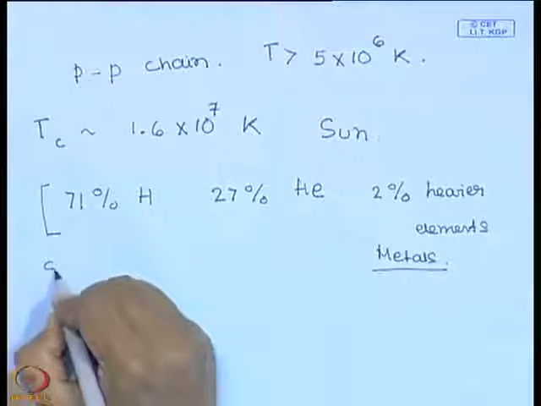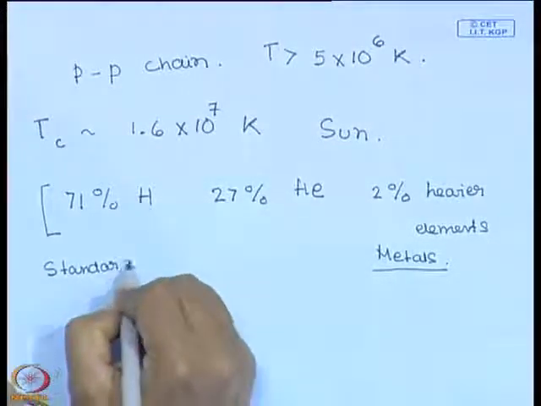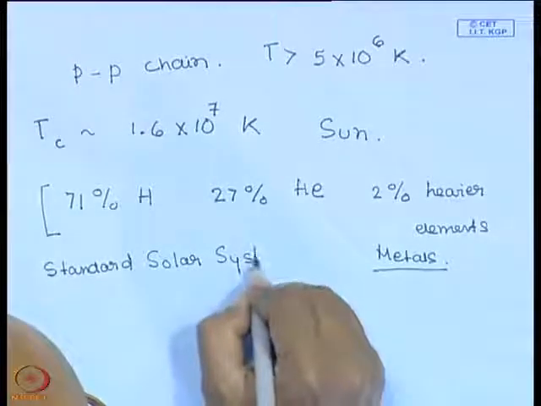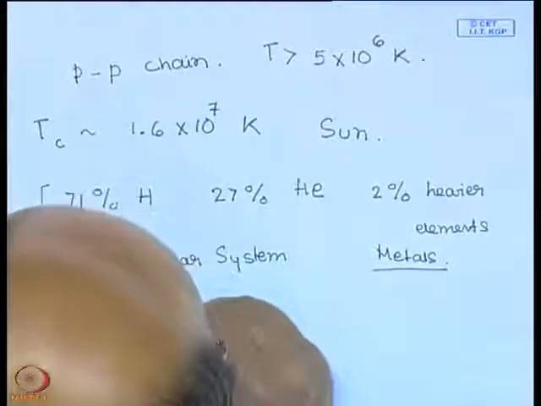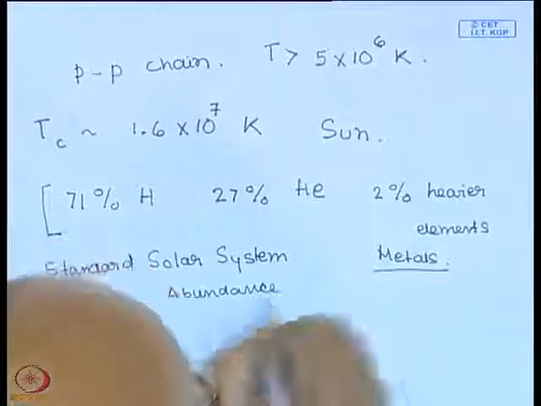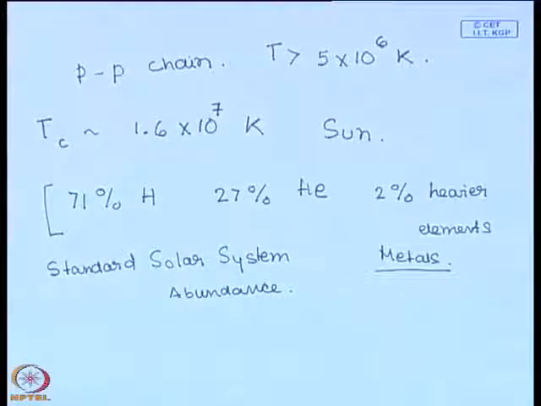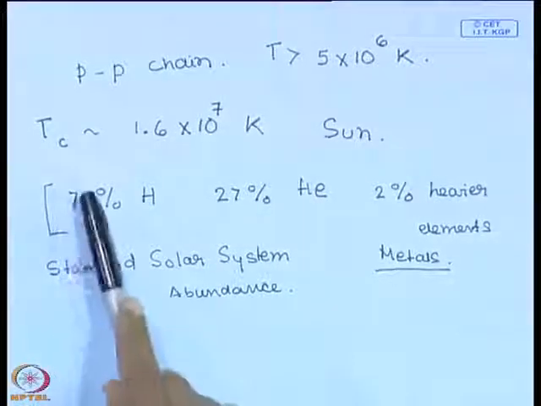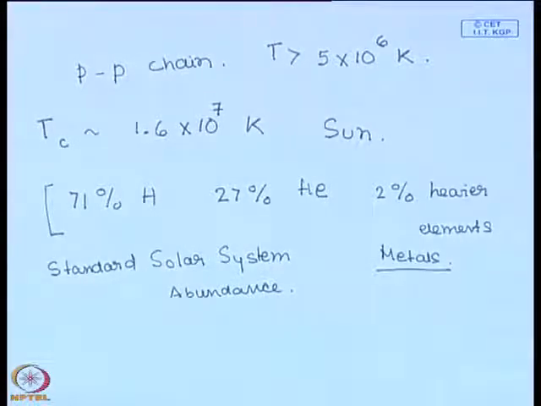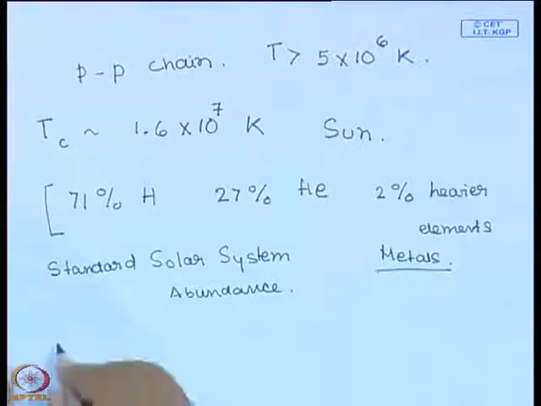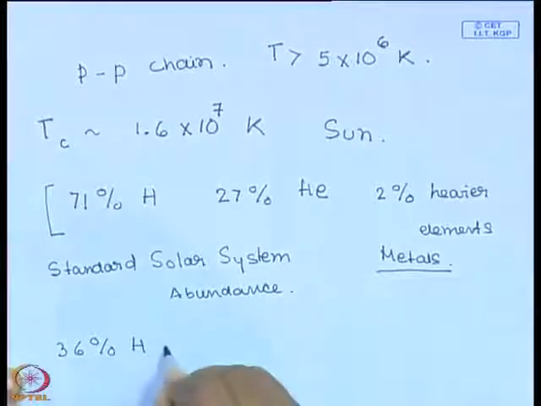This is what is referred to as the standard solar system abundance. So, this is the abundance of elements that we have in the solar system, and this is the abundance of elements that the sun started out with. But at present, we believe the constant burning of hydrogen, the constant conversion of hydrogen into helium through the PP chain has modified this. So, the present abundance is quite different, and at present it is around 35-36% hydrogen.